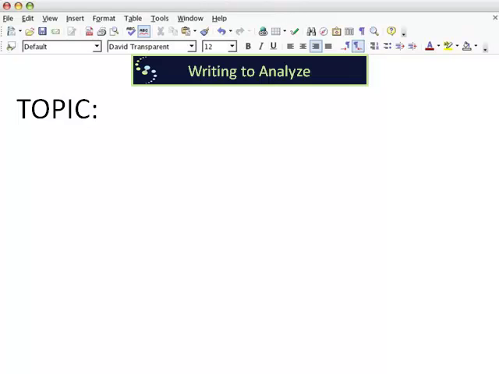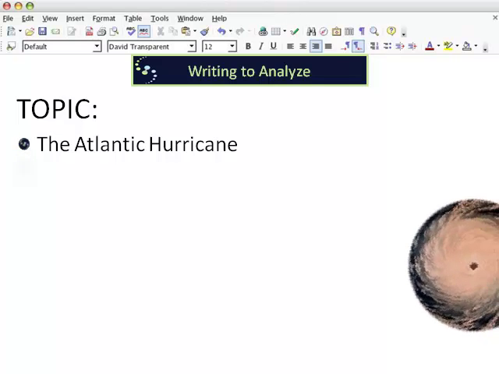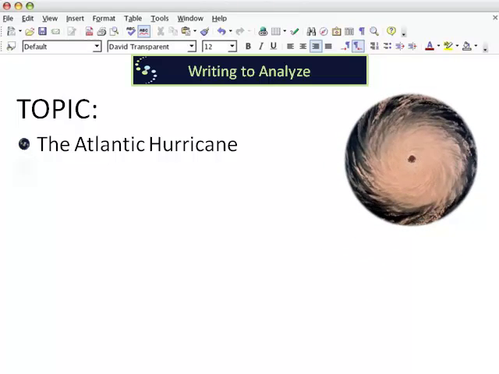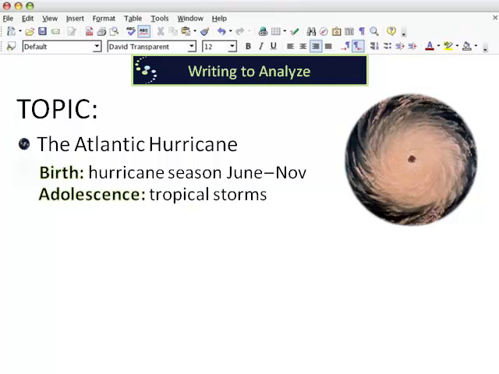Let's look briefly at how we might do one of these essays. The Atlantic hurricane. How might we go about analyzing this phenomenon? Well, we could begin by talking about when hurricanes are born, the hurricane season that lasts from June to November. The next step of our analysis might examine the early forms of the hurricane, which are tropical storms and tropical depressions that occur in this season when sea temperatures and moisture rise.